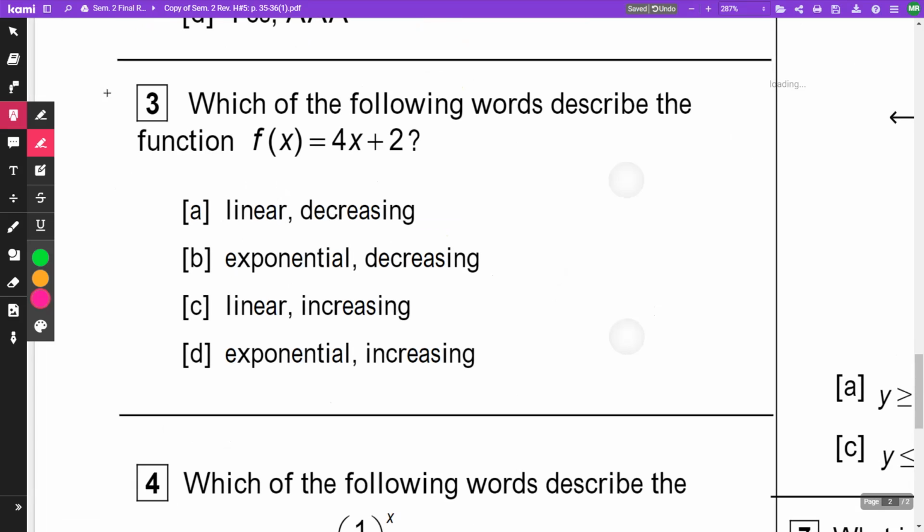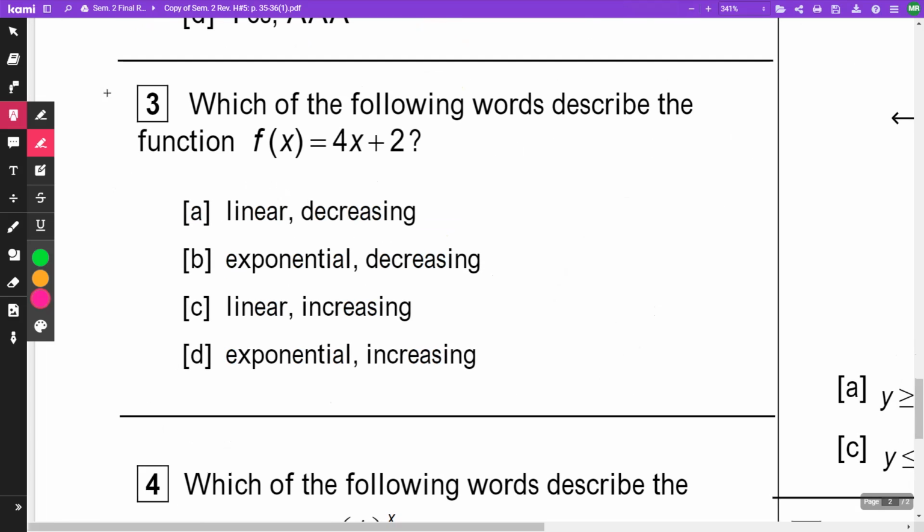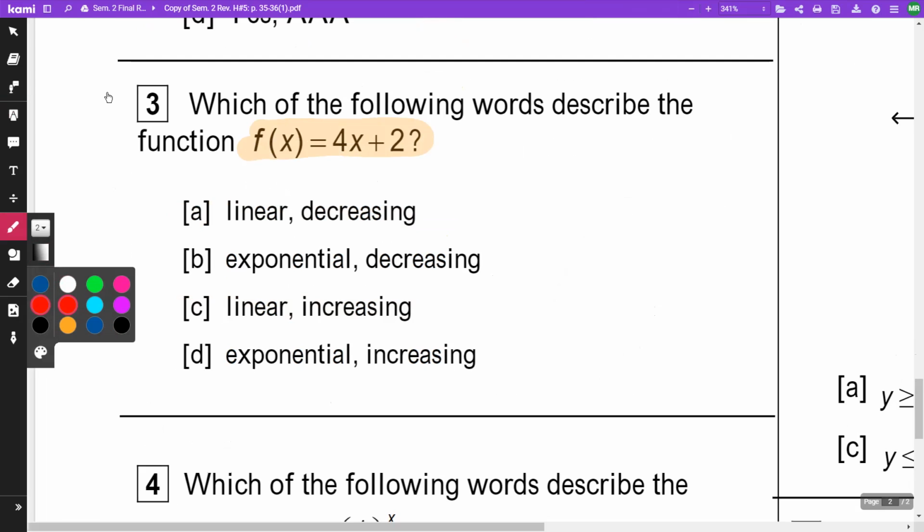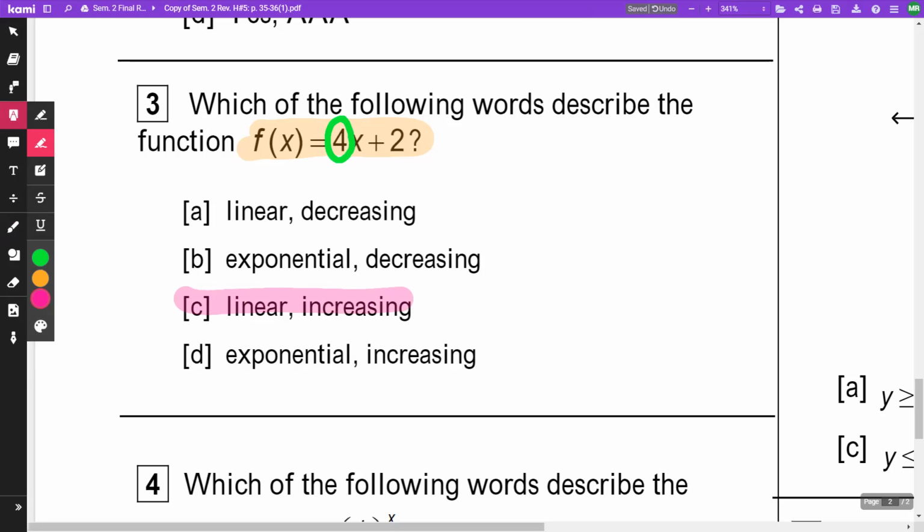Number 3, which of the following words describes this function? We have linear and decreasing, exponential and decreasing, linear and increasing, exponential and increasing. This is a linear situation, so it is either going to be A or C. Now, in order to decide if it's increasing or decreasing, we're going to look at the slope. The slope is the number in front of the x. This is a positive slope, so this is going to be increasing. So our answer is going to be C, linear and increasing.